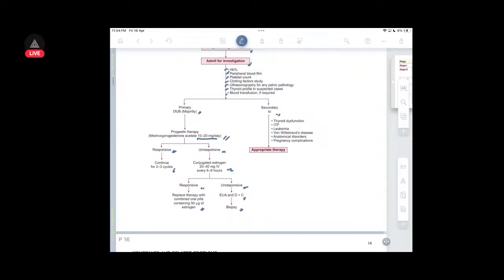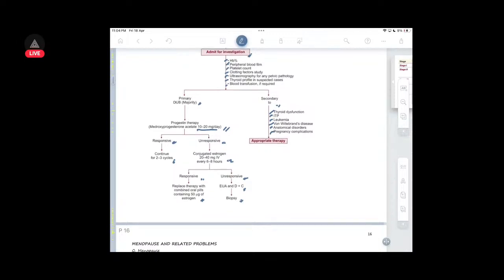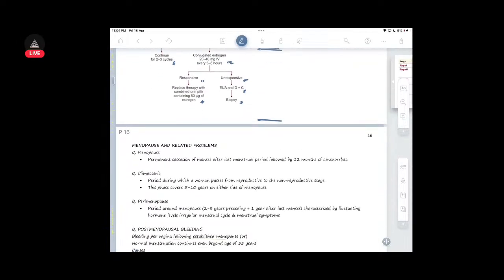Then it can be secondary due to thyroid dysfunction, ITP, idiopathic thrombocytopenic purpura, leukemia, von Willebrand's disease, anatomical disorders, and pregnancy complications. You have to give appropriate therapy for them.